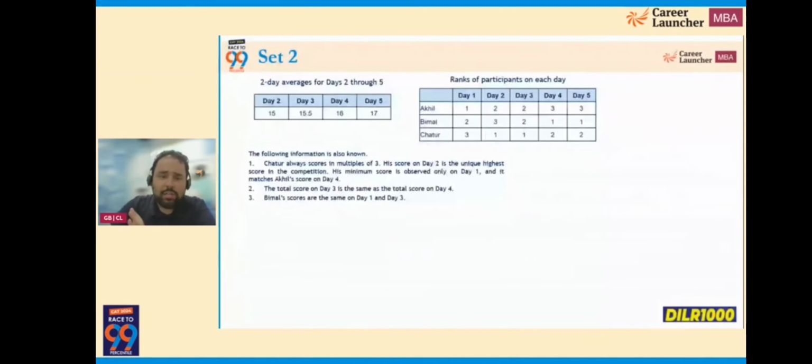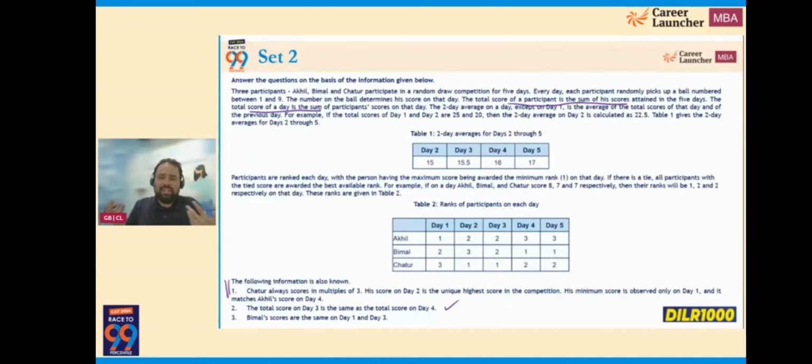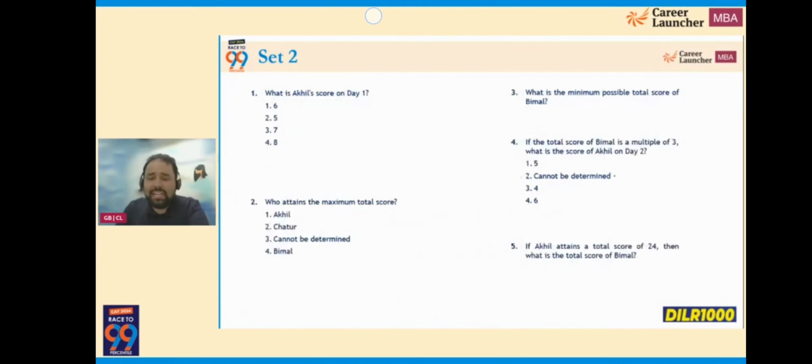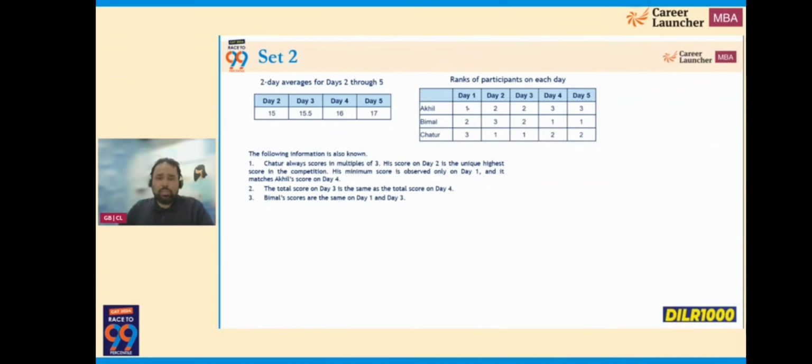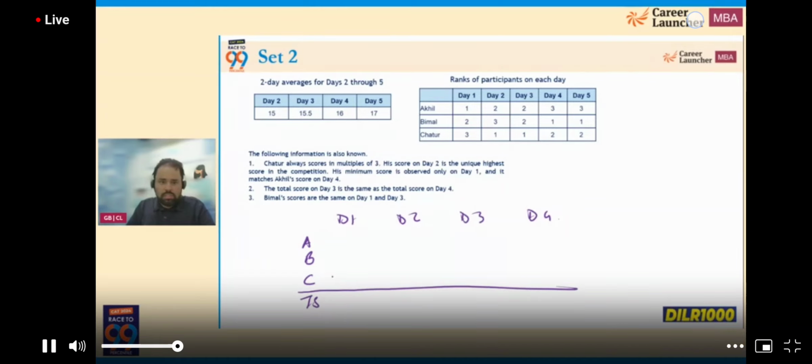When I start solving, if I was doing it in the exam, obviously I have to make tables, right? But right now, what do I have? I have to go ahead and make it. So what do I go ahead and do? I have a look at it. I know everyone's ranks, I know the day-wise averages. So I just want to go ahead and make a table. What is the table that I will make? Day 1, day 2, day 3, day 4, Akhil, Vimal, Chatur, total score. This is the table that I will go ahead and make.